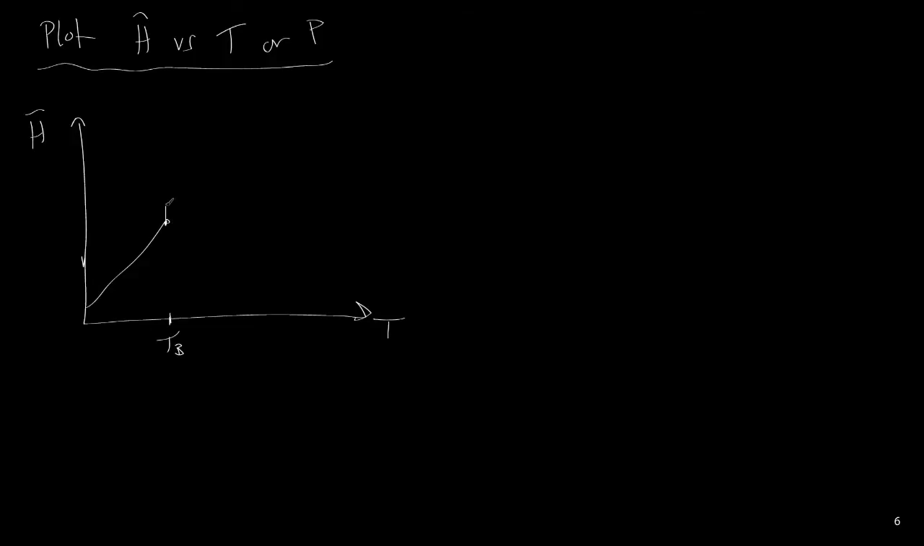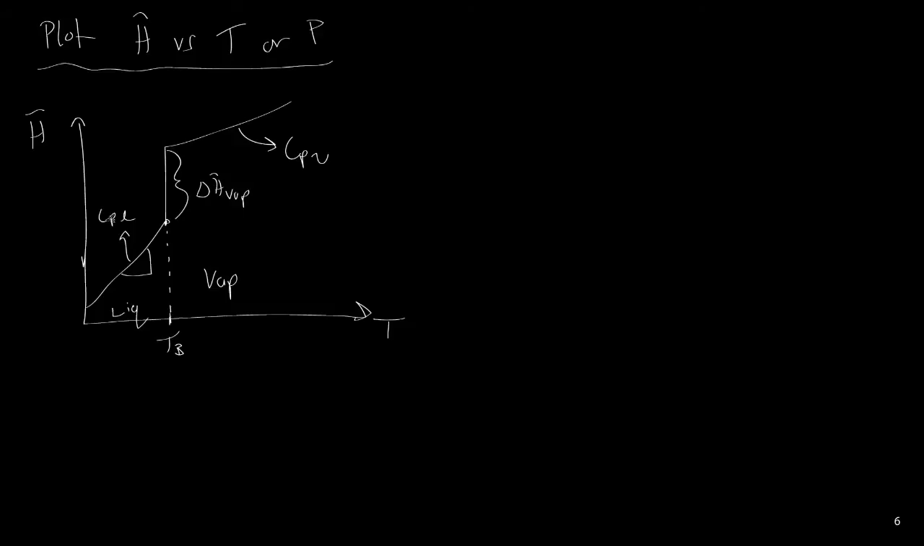Then we're going to have a discontinuity followed by an increase of the vapor. So down here we have liquid, up here we have vapor. The slope of this line corresponds to the specific heat of the liquid. The slope of this line corresponds to the specific heat of the vapor, and the difference here is the delta H of vaporization going from a vapor to a liquid or vice versa.